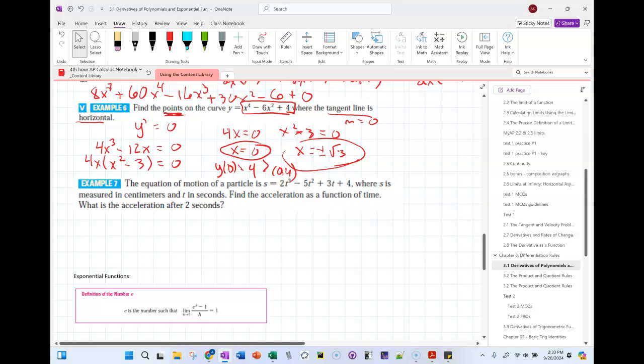The equation of motion of a particle is S equals yada, yada, yada, where S is measured in centimeters and T in seconds. Find the acceleration as a function of time, and then what is the acceleration after 2 seconds? Remind me again, what is the relationship between position and acceleration? Which derivative?